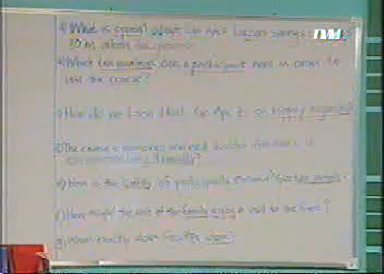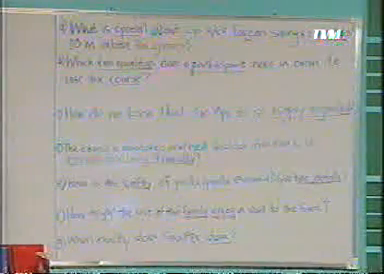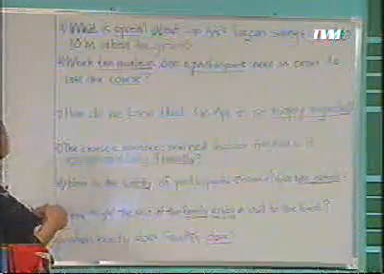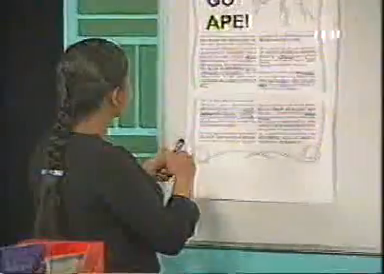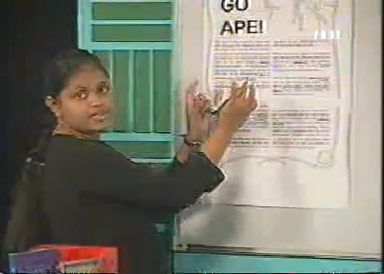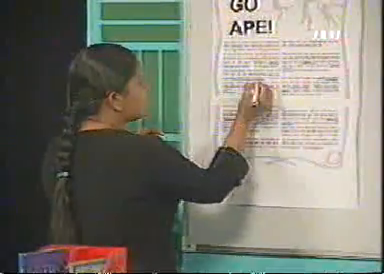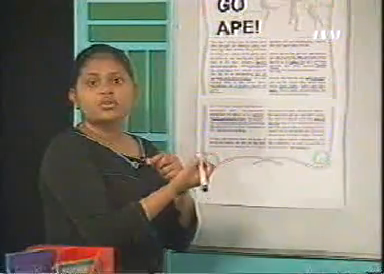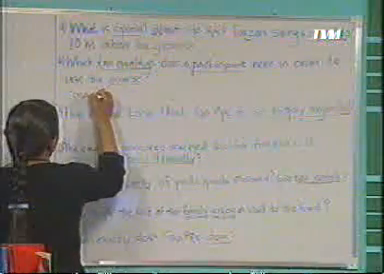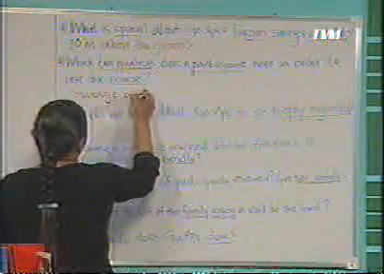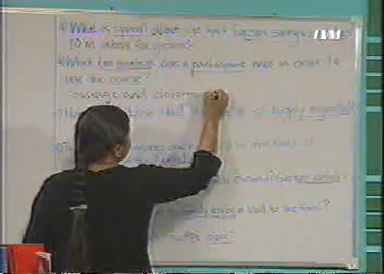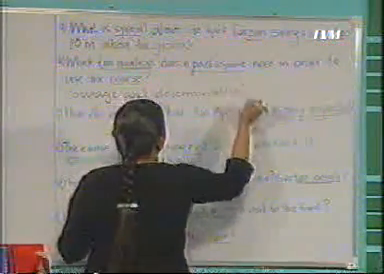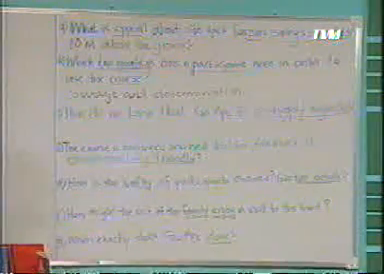Second question. Which two qualities does a participant need in order to use the course? So, it should be two qualities. We underlined those two qualities, isn't it? Because they are testing for it. So, courage and determination are the two qualities, isn't it? So, that is the answer for the second one.